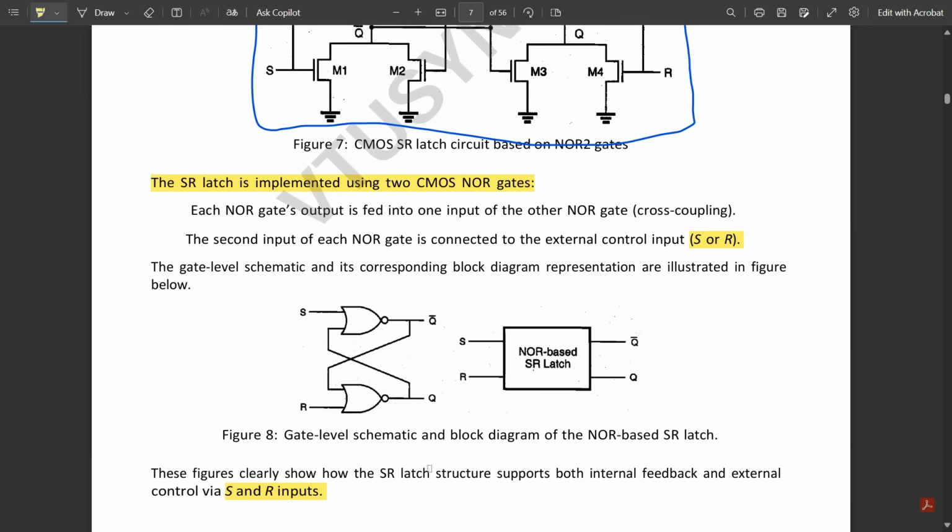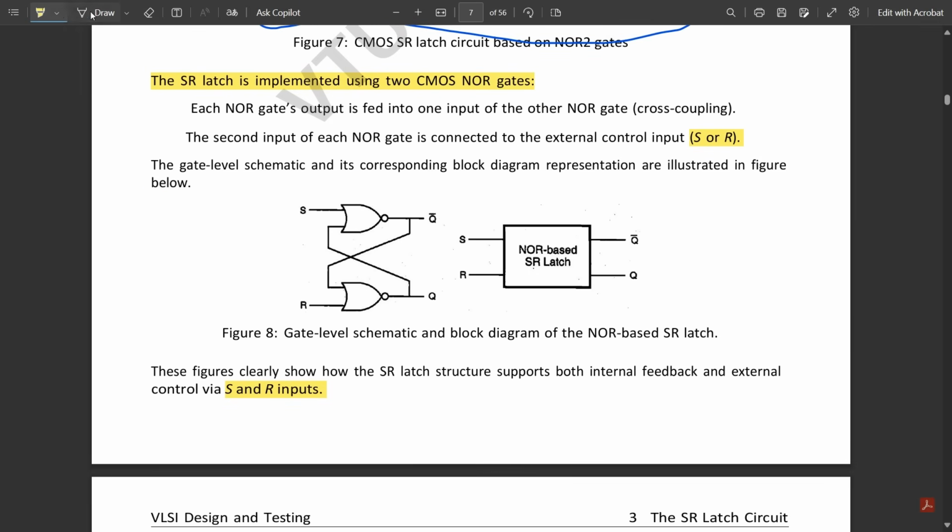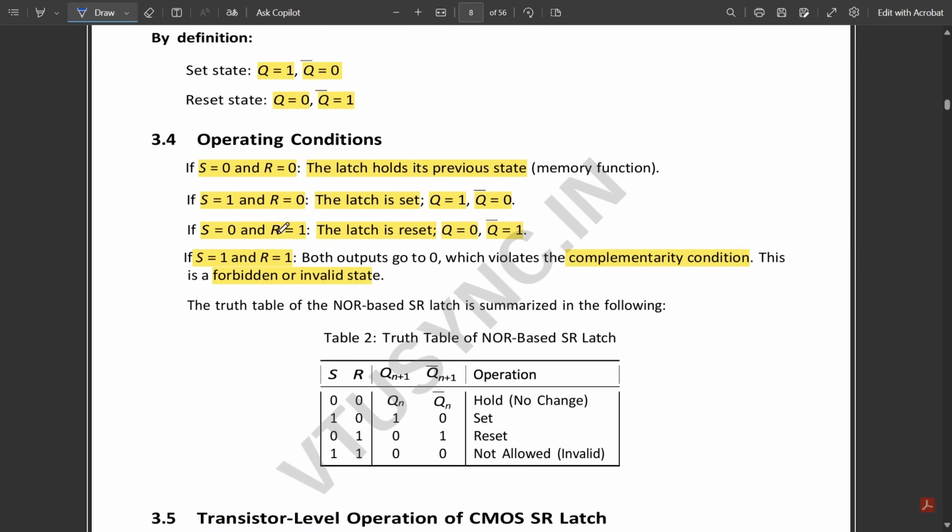If you compare this, if both S is equal to 1 and R is equal to 1, and you apply the logical operations using the NOR gate, on both sides you would get output Q as 0 and also Q bar as 0. But that is not possible because one should be the complement of the other. If this is 0, this should be 1, but this condition is not satisfying that complementarity. So that's why the resultant is not allowed or invalid.